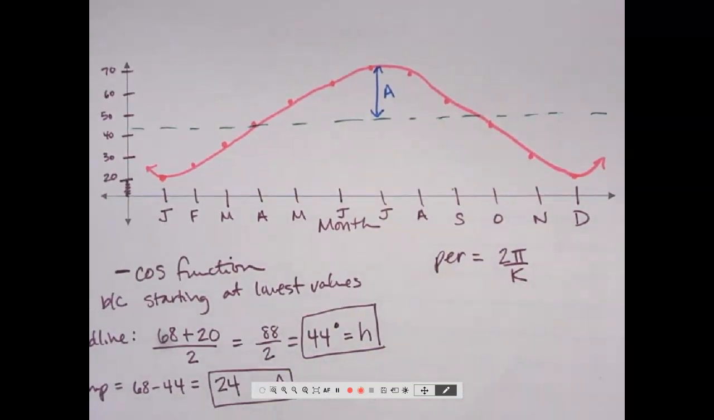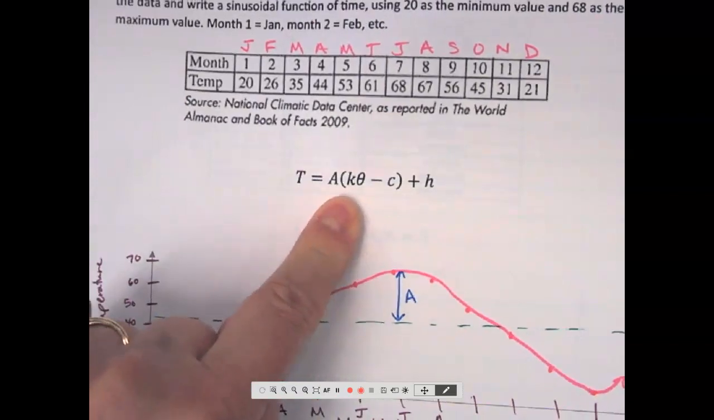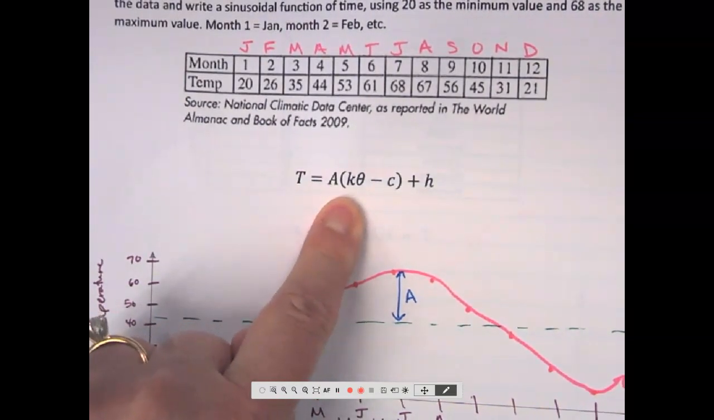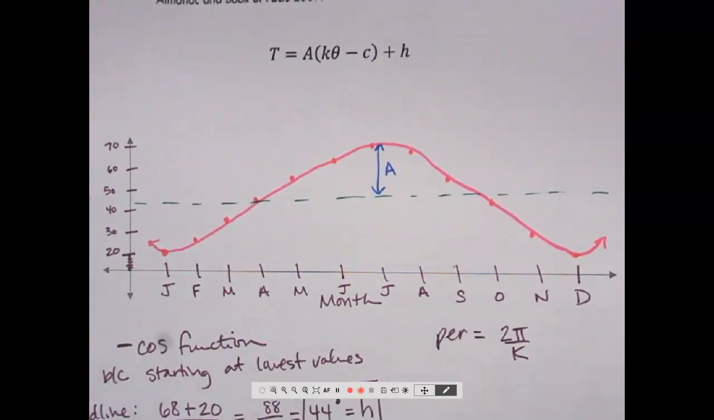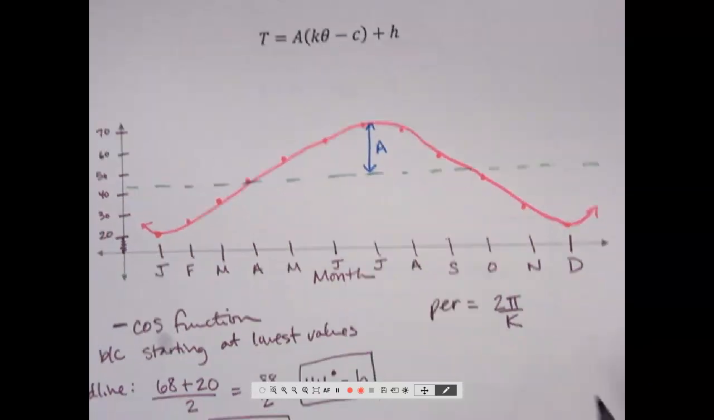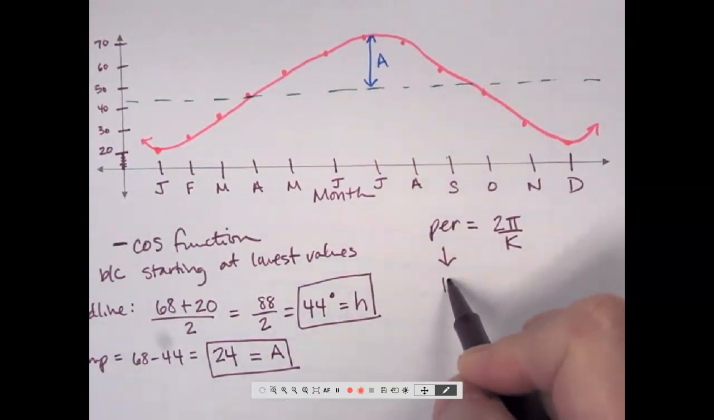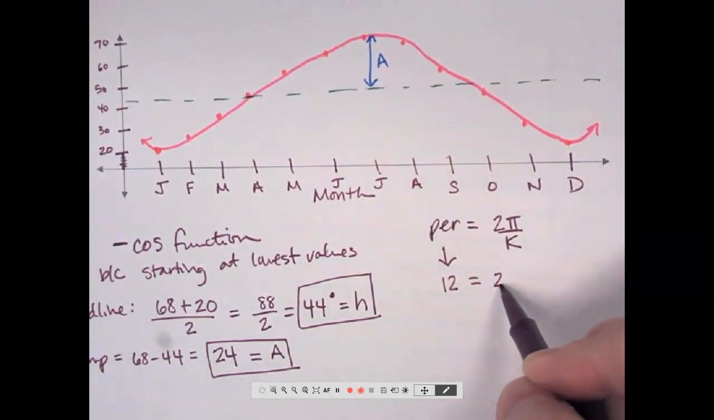I don't know what K is. That's what I'm looking for. K is the coefficient that goes in front of the x or theta. What is the period of this graph? How far do we go on this graph before this pattern starts to repeat? 12 months. Every year, this whole pattern is going to start all over again. So I know that the period of this graph is 12 months.